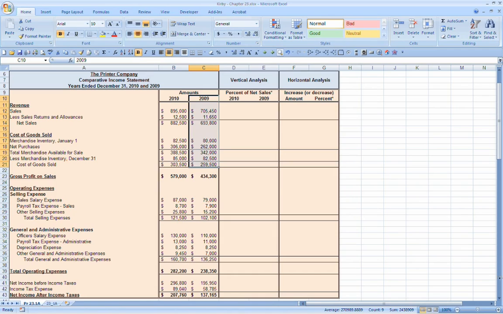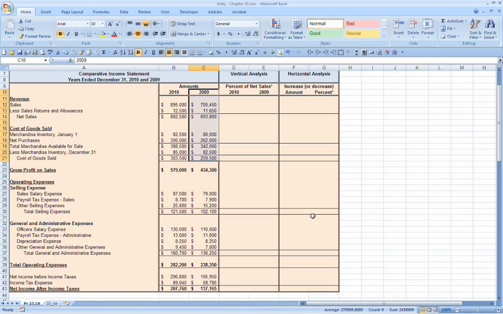And I can sit and look at this and go, wow, I had $705,000 in sales in 2009, and it jumped way up to $895,000 in 2010. Does that mean I'm doing better? Am I doing worse? You want to come down to the bottom and go, look, my net income went up from $137,000 to $207,000. Woohoo, I think I'm doing better. At least that's the reaction I would give to the whole thing.